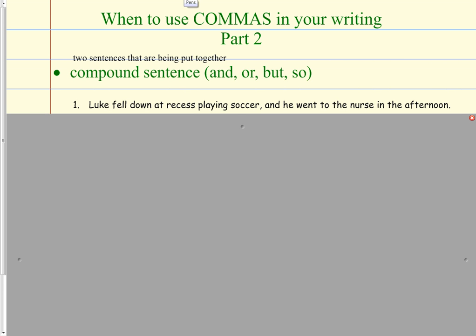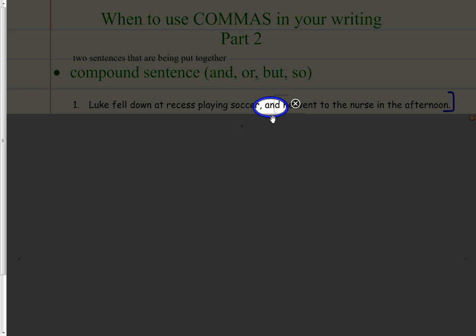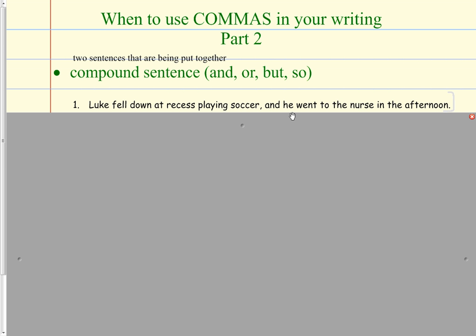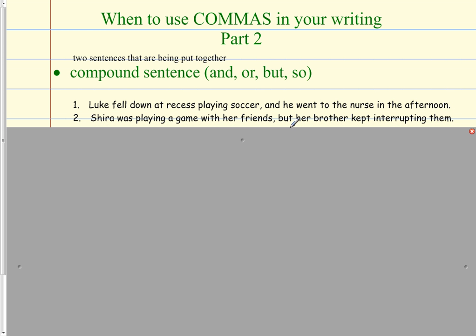Luke fell down at recess playing soccer, and he went to the nurse that afternoon. So he fell down at recess playing soccer. That could be a sentence by itself. He went to the nurse in the afternoon could also be a sentence by itself. So what did we do? We combined them. We used the word and the comma to indicate that he did both of those things because they go together.